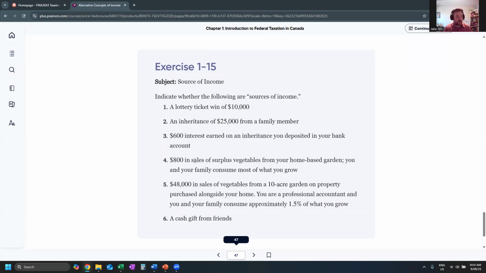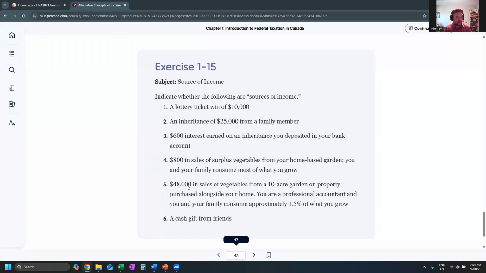The first garden, I'm not growing the vegetables with intention to make money. And because of that, there's no profit motive. Without the profit motive, the expectation for positive returns, the $800 is probably just recovering a little bit of my gardening expenses, but most of what I garden is for my benefit or the benefit of my family. So this is not a source of income and it won't be taxed.